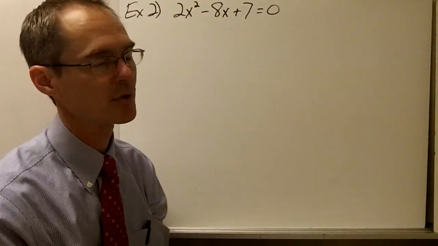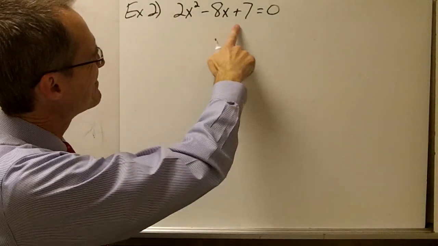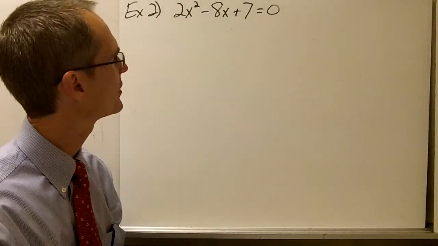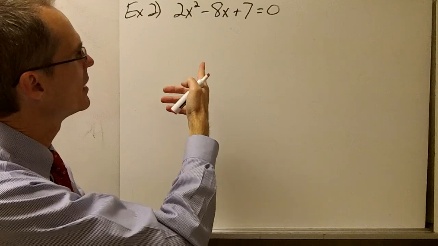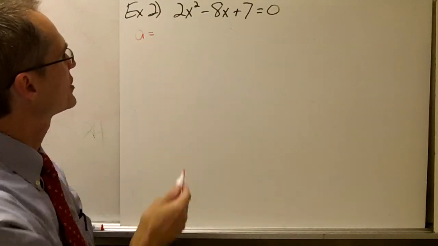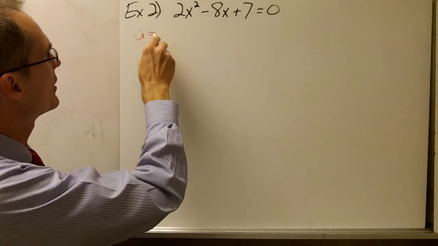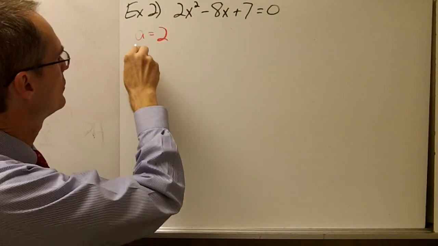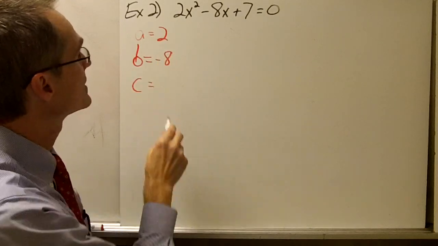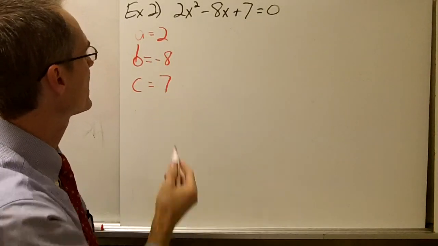So let's take a look at example number 2. Now here's a problem that I might be able to factor, although it might be a little bit more difficult. So I'm just going to use the quadratic formula on this one. And let me start by identifying my a, b, and c values. A is going to be equal to 2. B is negative 8. And c is positive 7.